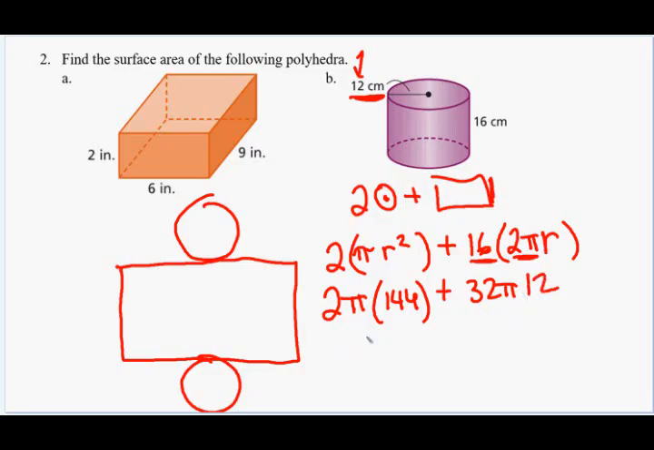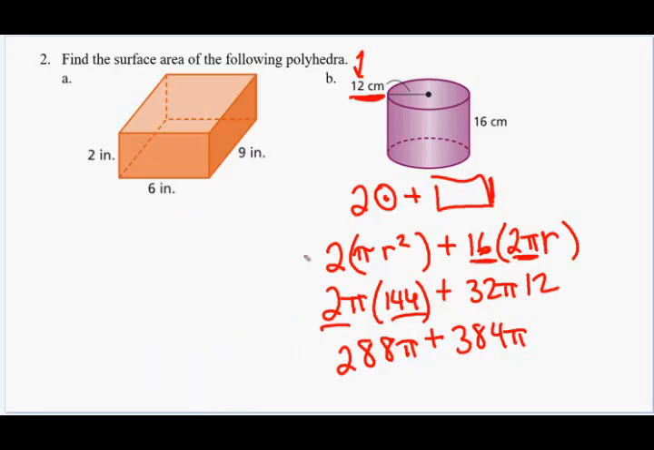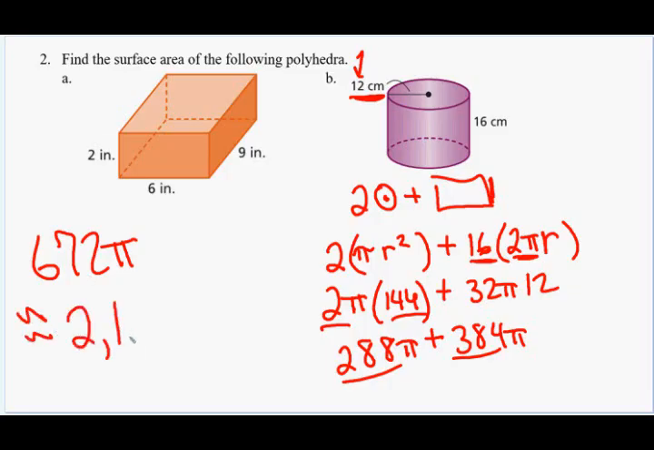So we should get here in the first one, 2 times 144 is 288 pi, and then the 12 and the 32 multiply to 384 pi. Let me erase over here so I got a little more room. If we add the constants in front, the 288 and the 384, we're going to get 672 pi. And if we use our pi key, we can get a decimal, round it to about 2,111.15 centimeters squared.